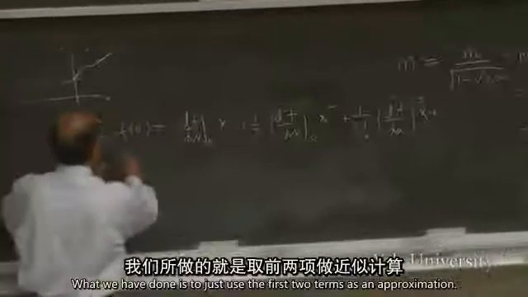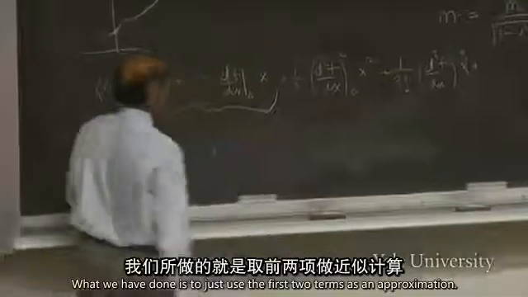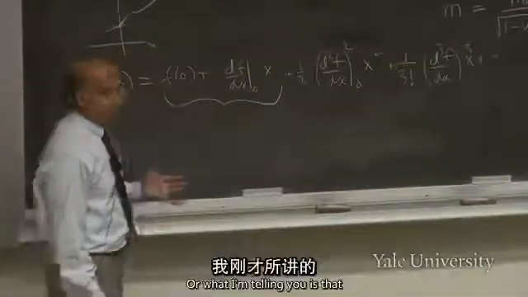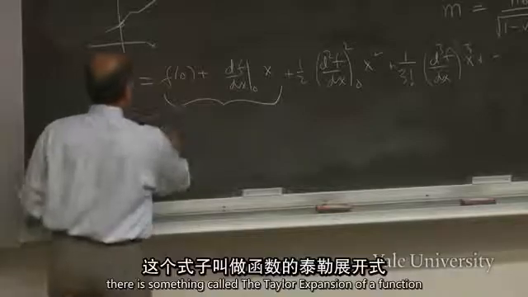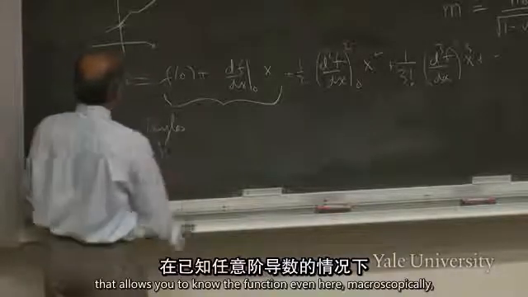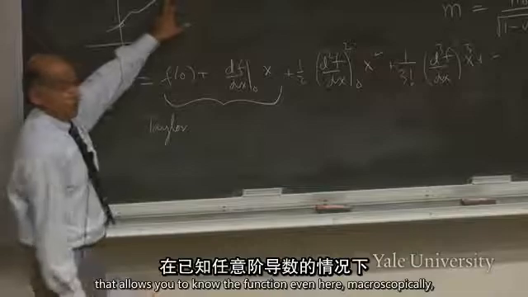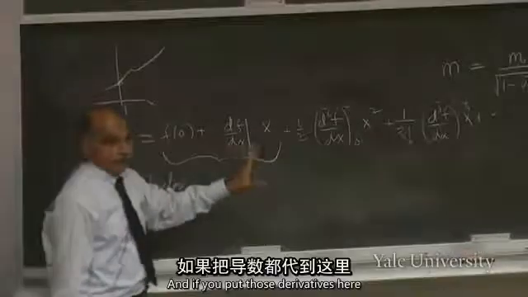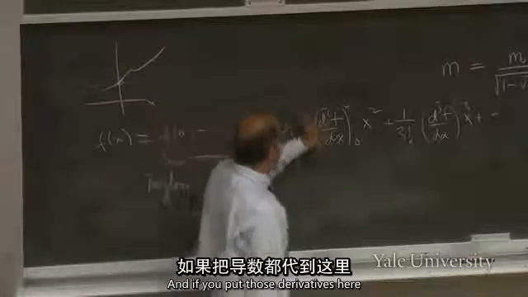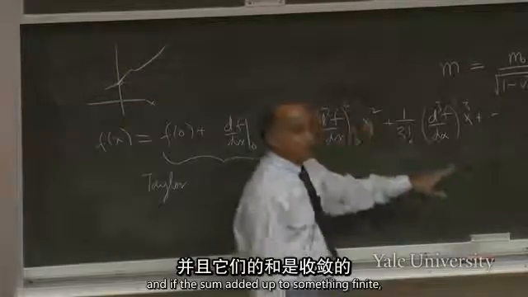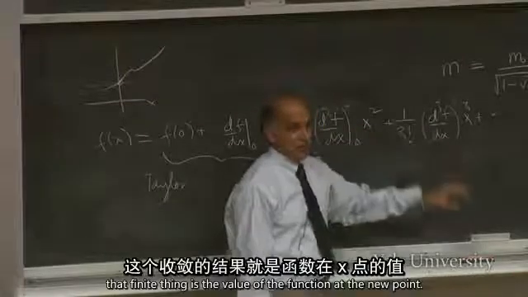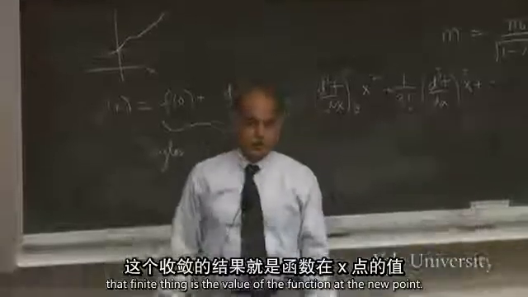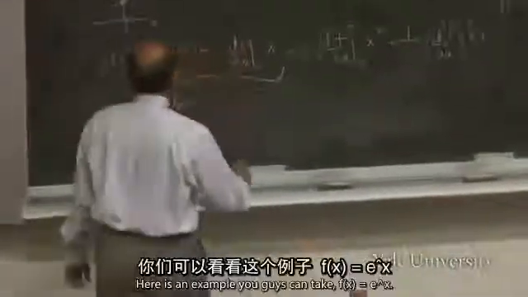What we have done is to just use the first two terms as an approximation. But what I'm telling you is there is something called the Taylor expansion of a function that allows you to know the function even here, macroscopically far from here, if you knew all the derivatives, and if you put those derivatives here, and if the sum added up to something finite, that finite thing is the value of the function at the new point. Here's an example you can take.